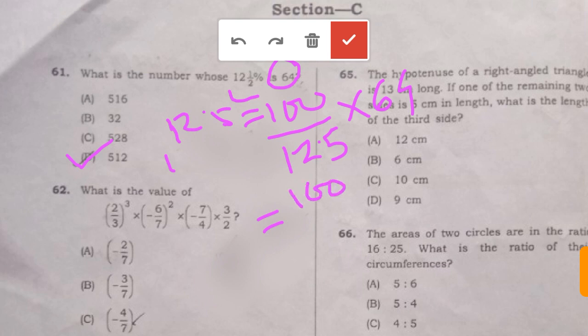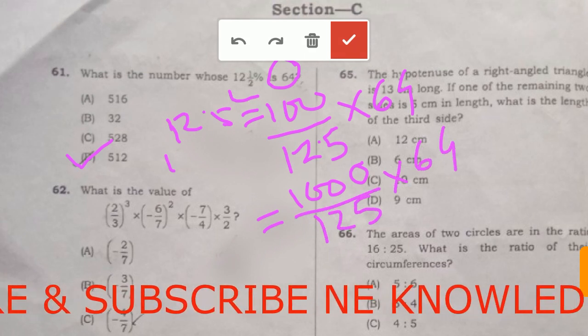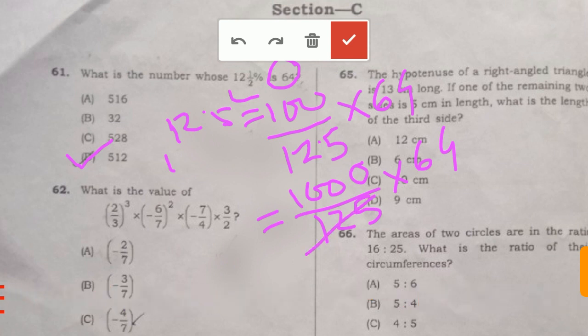Here 100, since here it is a point, so you can write 10 here. So here 125 into 64. Now you can cut 125 into 8 is equal to 1000. So just multiply 8 and 64, you will get the answer 512.